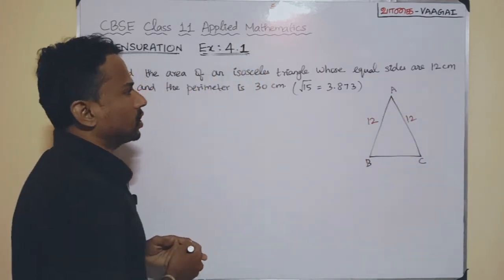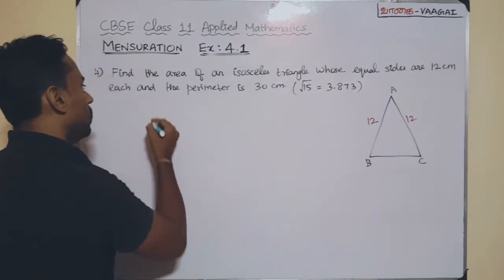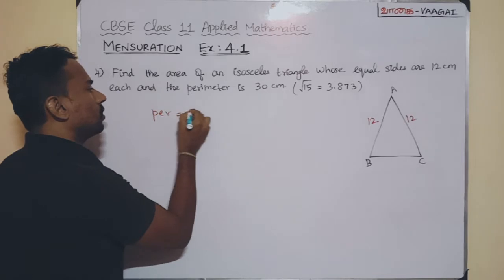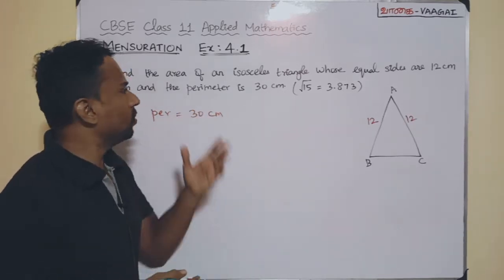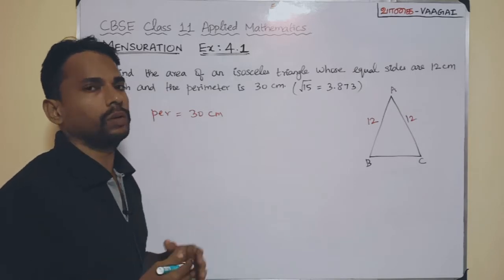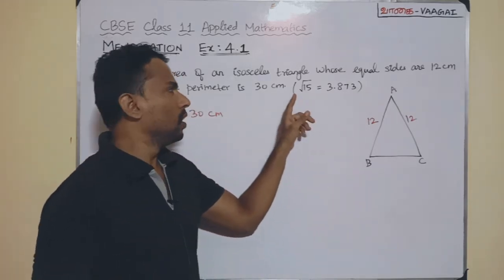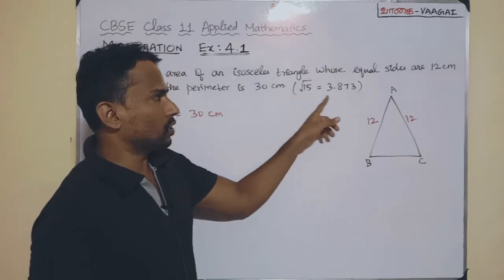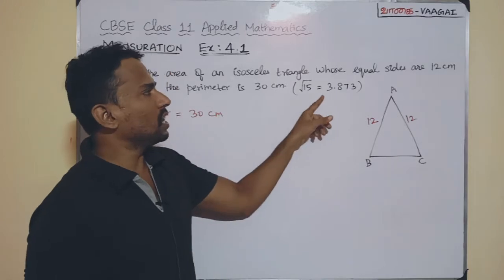And now what next we have? We are given the perimeter of the triangle is going to be 30 centimeter. So this is also given. And finally, what is it that we need to find? We need to find the area of this triangle. That's going to be the question. And while solving this question, we may need the value of square root of 15. So that's why I have noted this in prior itself. So square root of 15 is going to be 3.873.